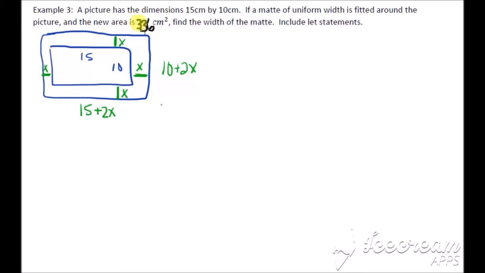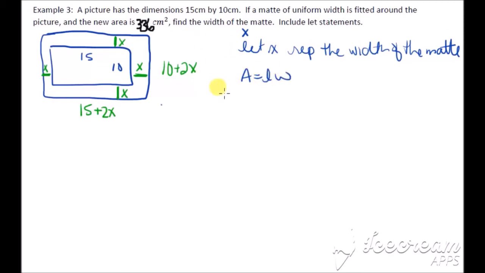Okay, so the new area is going to be 336. Find the width of the mat. So what we're going to do is find x. Let x represent the width of the mat. If we want to do area equals length times width, we can just do (10 + 2x)(15 + 2x), and that's going to equal the new 336.